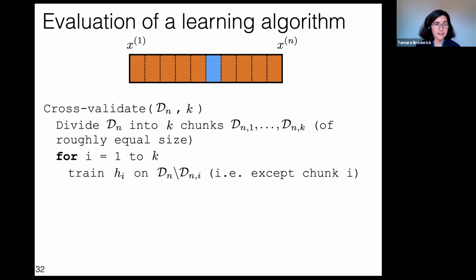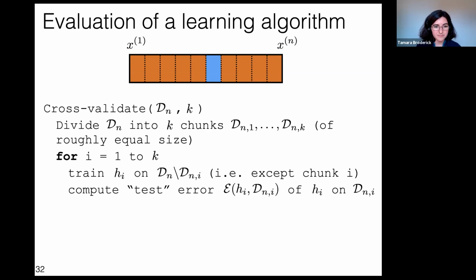We can think of that in this illustration at the top as being all of the orange data. So we're basically going to take chunks 1 through 5 and chunks 7 through 10, and we're going to leave out the 6th one. And what we're going to get out from that is what we're going to call Hi. That'll be the classifier returned by our learning algorithm.